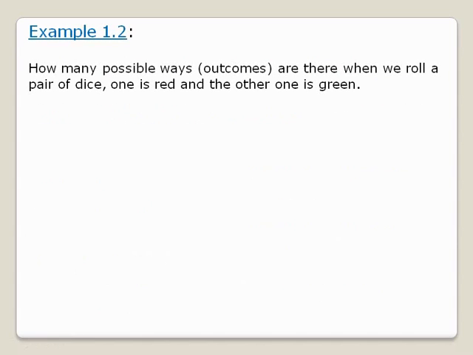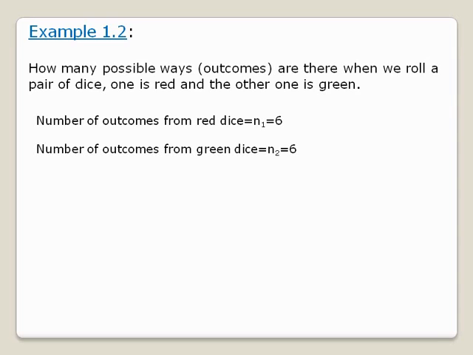Here's the second example. How many possible outcomes are there when we roll a pair of dice? One is red and the other one is green. If you look at the red dice, it has 6 possible outcomes. If you look at the green one, it also has 6 possible outcomes, which ends up with 6 times 6, 36 possible outcomes.